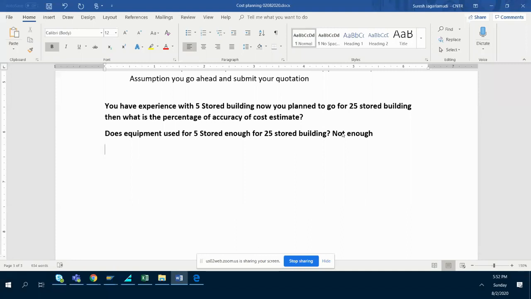Okay, so initially you are doing a cost estimate. Suppose you already have experience with a 5-story building and there you already used a project system. Now you are going for a 25-story building. Now you have to go for a cost estimate and you want to get approval from your chief financial officer. Now, what do you have to do?